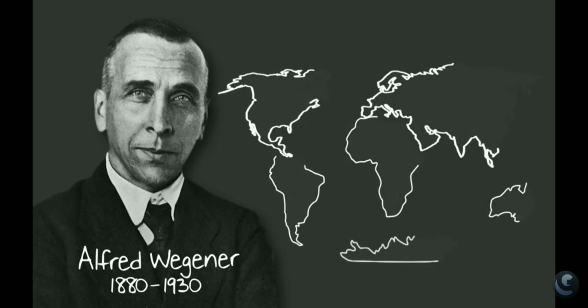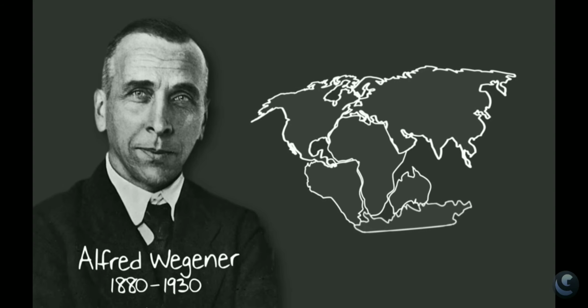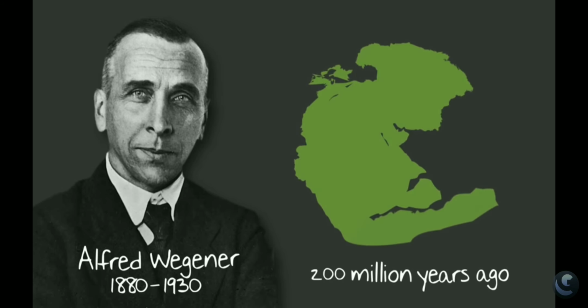Let's start with the history. In the early 1900s, a scientist named Alfred Wegener noticed that the coastlines of several continents looked like they fit together, similar to puzzle pieces. He believed that around 200 million years ago, all of the continents were joined together in one large supercontinent that he called Pangaea, which is Greek for all the Earth.